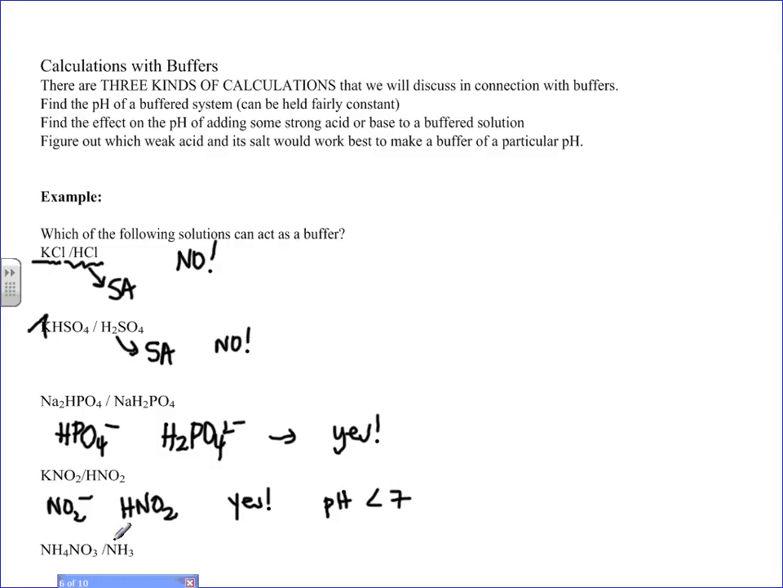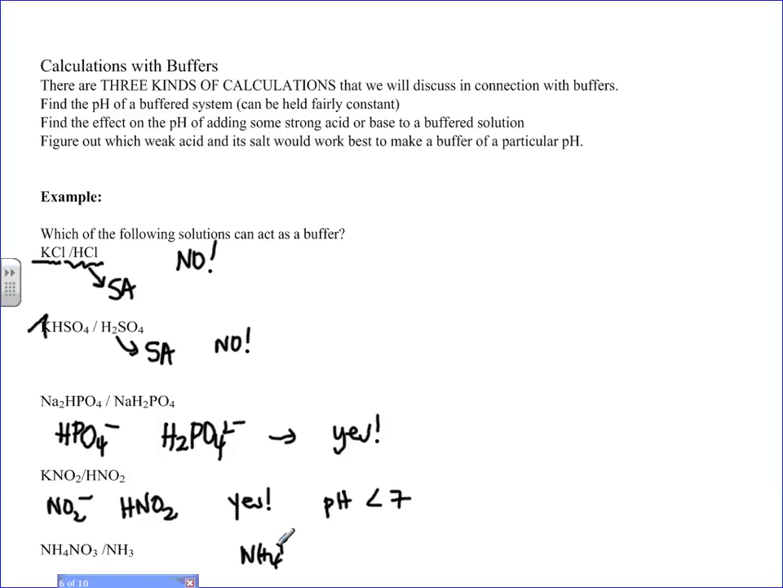In this next example here, we've got NH3 and ammonium nitrate. Okay, so ammonia is a weak base. NO3 here is our spectator. And so we've got NH4 plus.